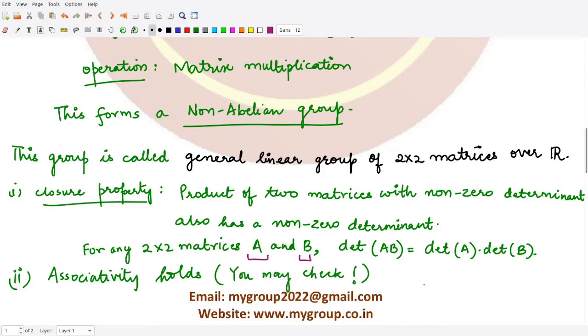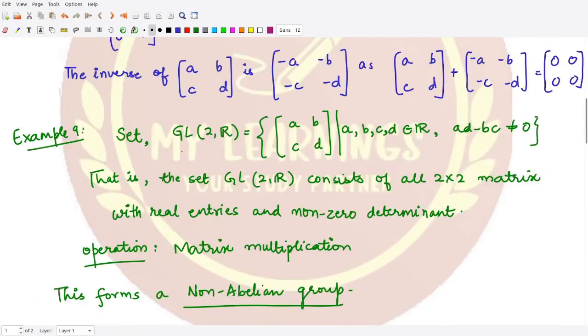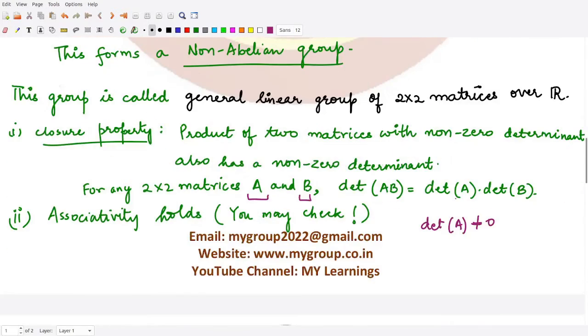Because you know the determinant of A is not equal to 0, because we have chosen our A from this GL2(R) only, and we also select our B from this only. So therefore we have the condition that the determinants are not equal to 0. If determinant A is not equal to 0, determinant B is also not equal to 0.